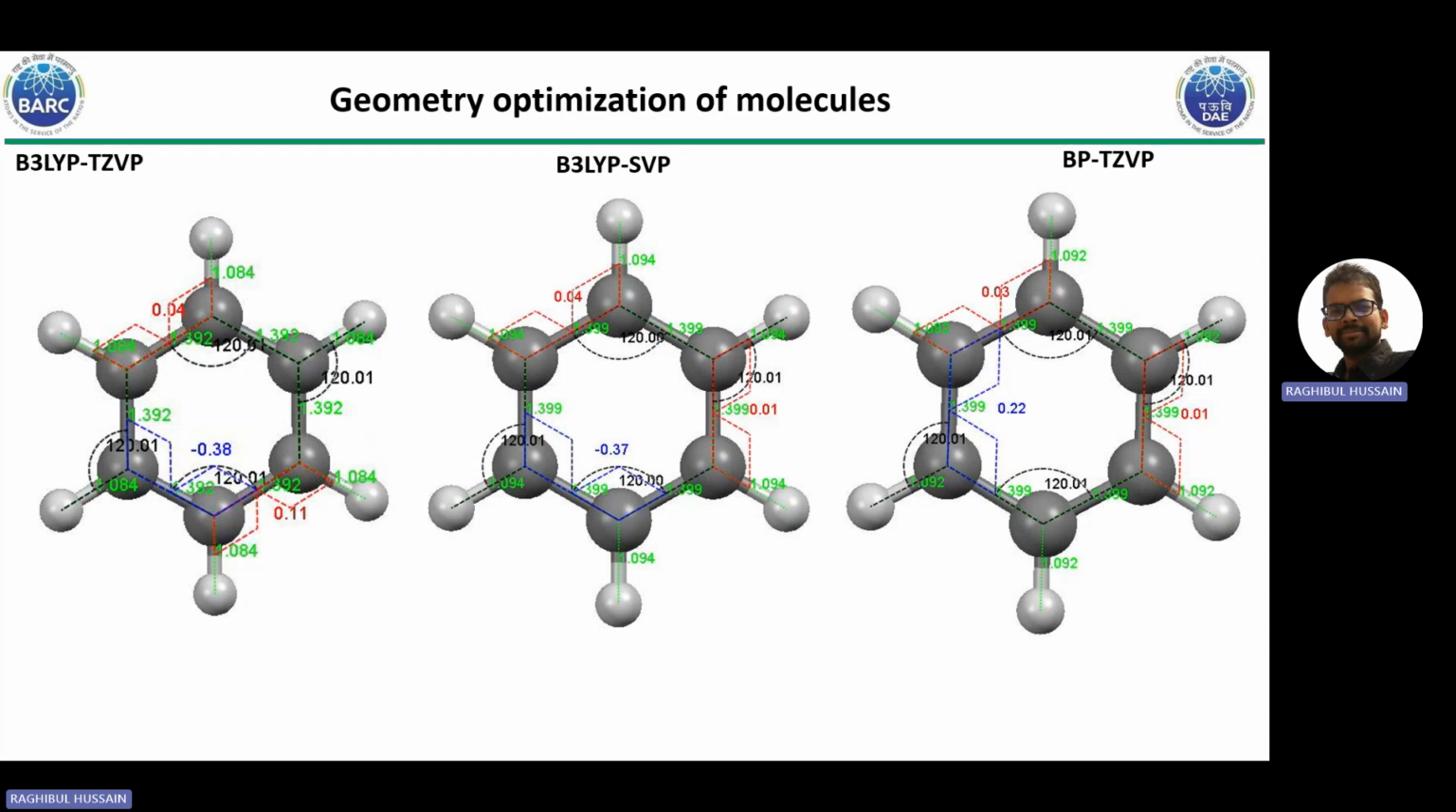Okay, the reason I'm showing you benzene is that it is a very rigid, planar structure. So it does not have much effect which functional you use. It doesn't matter much here. The change is not much. This is benzene for different functionals.